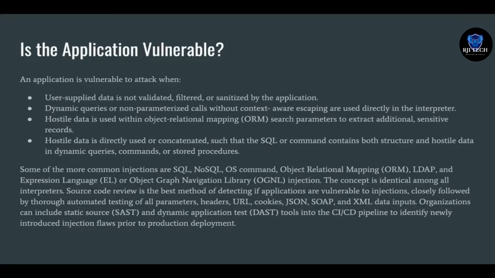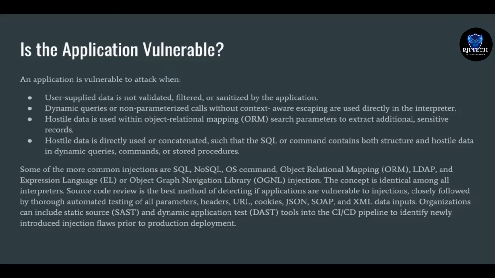How can we check whether our application is vulnerable or not? Let's see. An application is vulnerable to attack when user-supplied data is not validated, filtered, or sanitized by the application, which means raw data which has been directly inserted by the user is directly executed. Dynamic queries or non-parameterized calls without context-aware escaping are used directly in the interpreter.